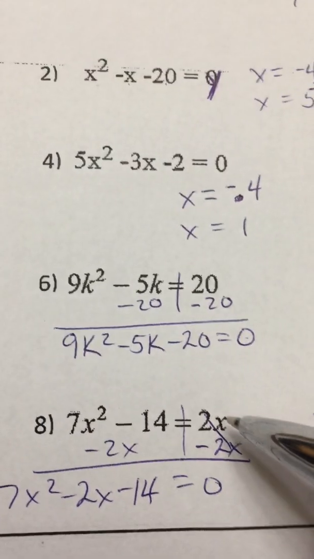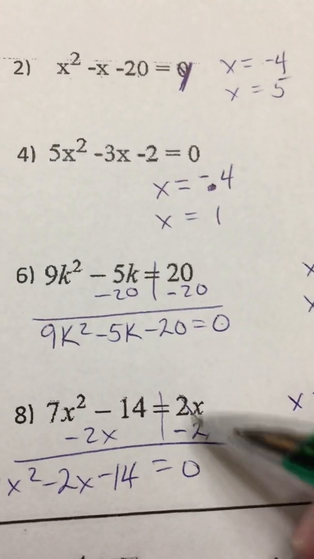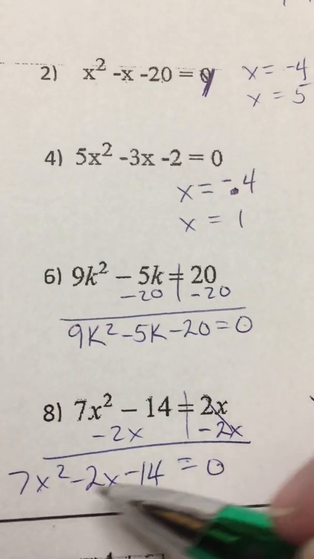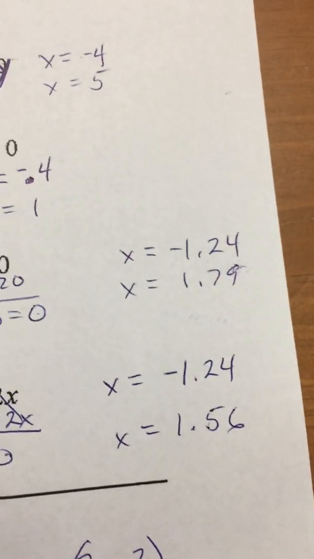This one, when you did it, again, you had to get it in standard format by getting the 2x to the other side, so we subtract 2x on both sides. This became your 0, so there's your y equals. And then when you rewrote these pieces, you had 7x squared minus the 2x minus 14. When you put it in the calculator, those were your two x-intercepts.